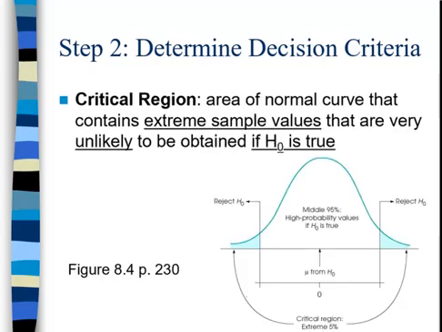Okay, so that 0.05, our alpha level, we can illustrate those ranges on a normal curve. We're going to call the z-scores that form a boundary between the 95% of our distribution and the remaining 5% of our distribution critical regions, or if it's a one-tailed test, you'll only have one critical region. It's the area of the normal curve that contains extreme sample values that are very unlikely to be obtained if the null is true.